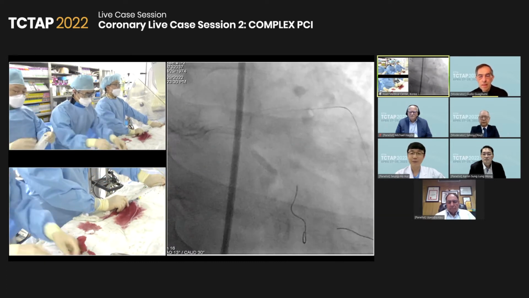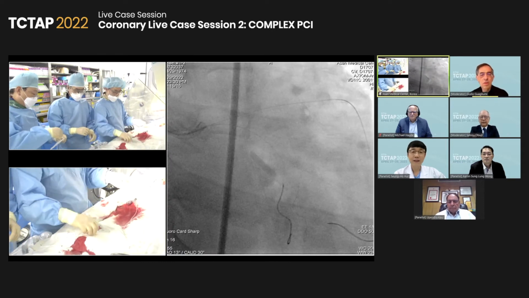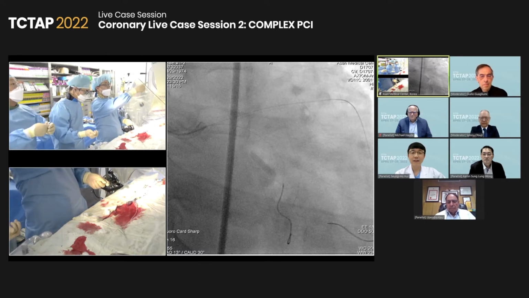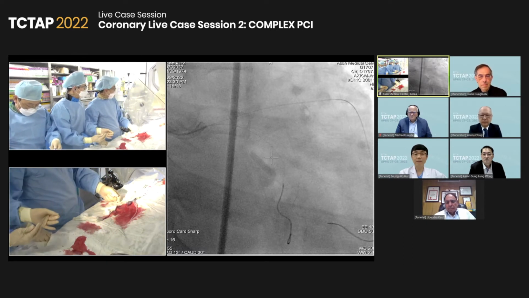Okay. So on the basis of the IVUS, we decide to put the 4.0 stent, and could you show us the epicranial view and check here.